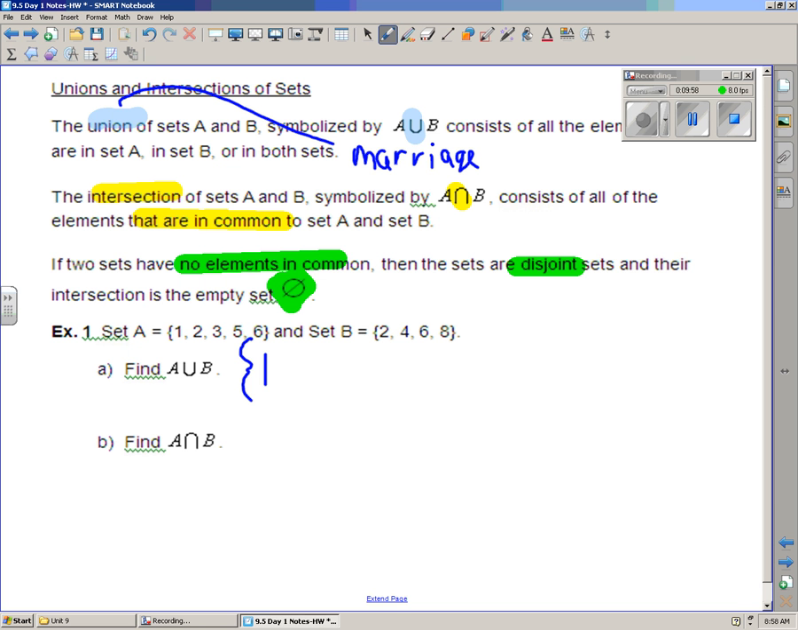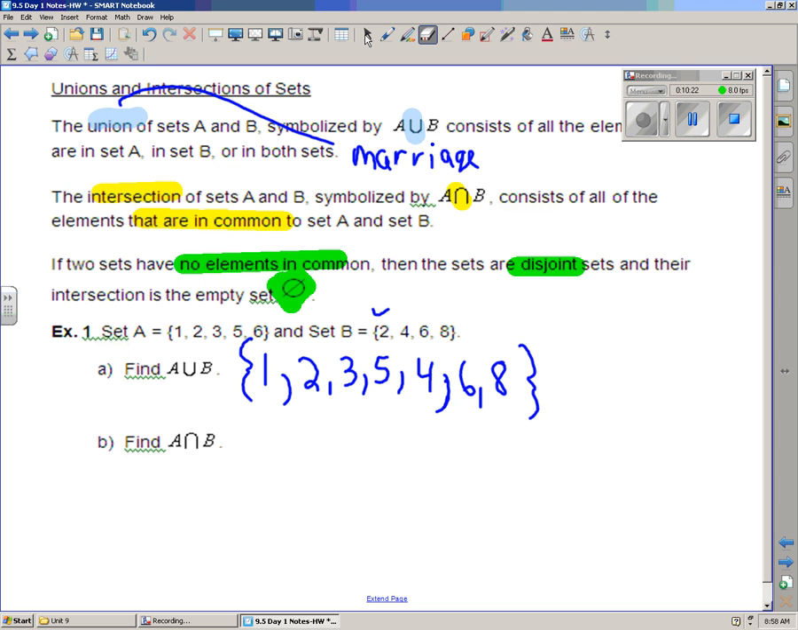So union of set A and B. Set A has 1, 2, 3, and 5. Set B has a 2, but we've already used it, so I'm not going to write it again. Set B also has a 4. We didn't use that number, a 6, and an 8. So the union is any number that is in either set, and we don't need to write them twice.